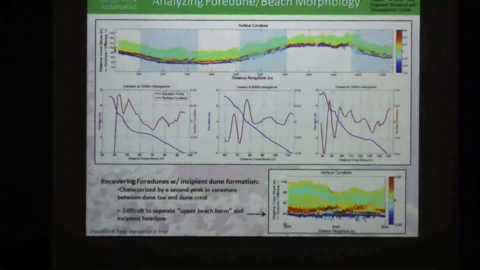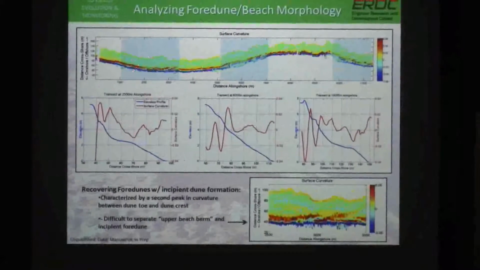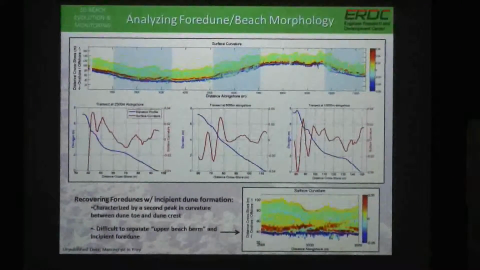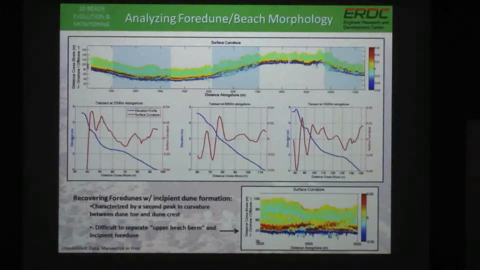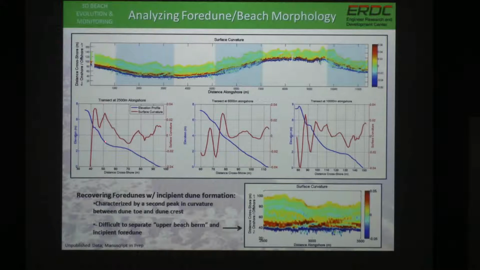And so we have a couple examples where, if you look in these, there are sort of 3 regions along this stretch of beach where it seems like there are multiple peaks in curvature, in your surface curvature. And so if we look at some of those example profiles, the blue is sort of the standard elevation profile, and then the red is your surface curvature.